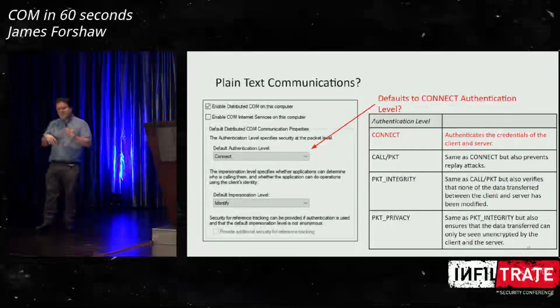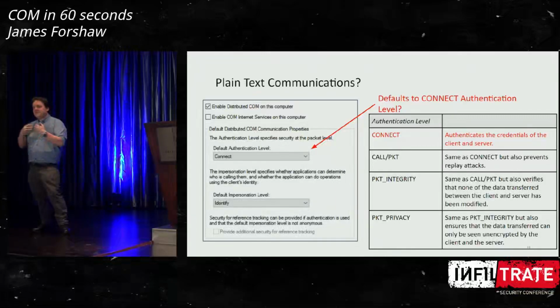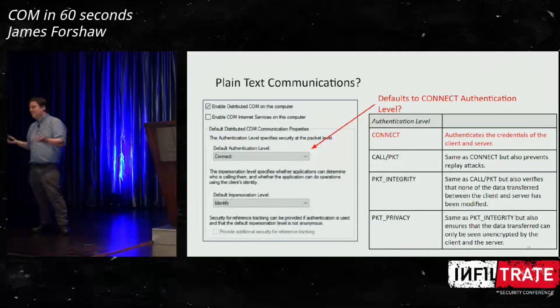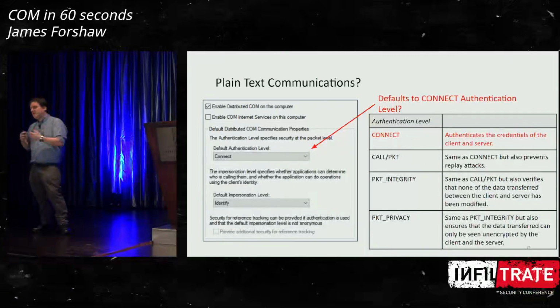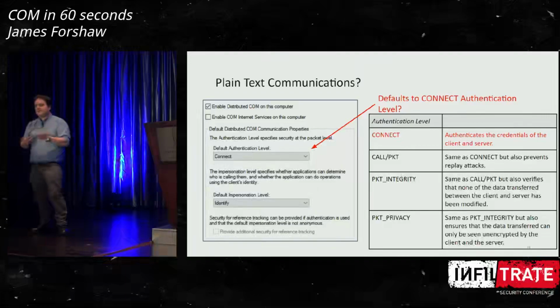Now, when you're talking over DCOM, you're talking over, say, TCP. That's the default protocol. And as everyone knows, TCP is unencrypted. So you would hope there would be some sort of encryption on DCOM calls to make sure they couldn't be abused. And there is, if you configure it to use it, right? The default authentication level, which is the RPC authentication level used to determine whether to use things like encryption or integrity checking, is set to a level called connect.